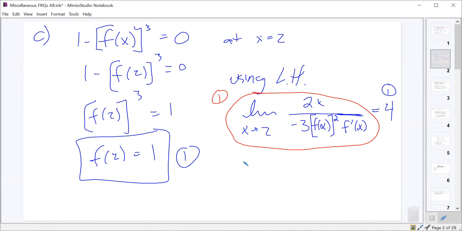So we already found f of 2. We're going to plug in our 2. So 2 times 2 over all this other junk is going to equal 4. Negative 3. f of 2 was what? We just found that. That was 1, right? So 1 squared. And then f prime of 2, which is what we're looking for. And we'll just cross multiply. Yeah, question?